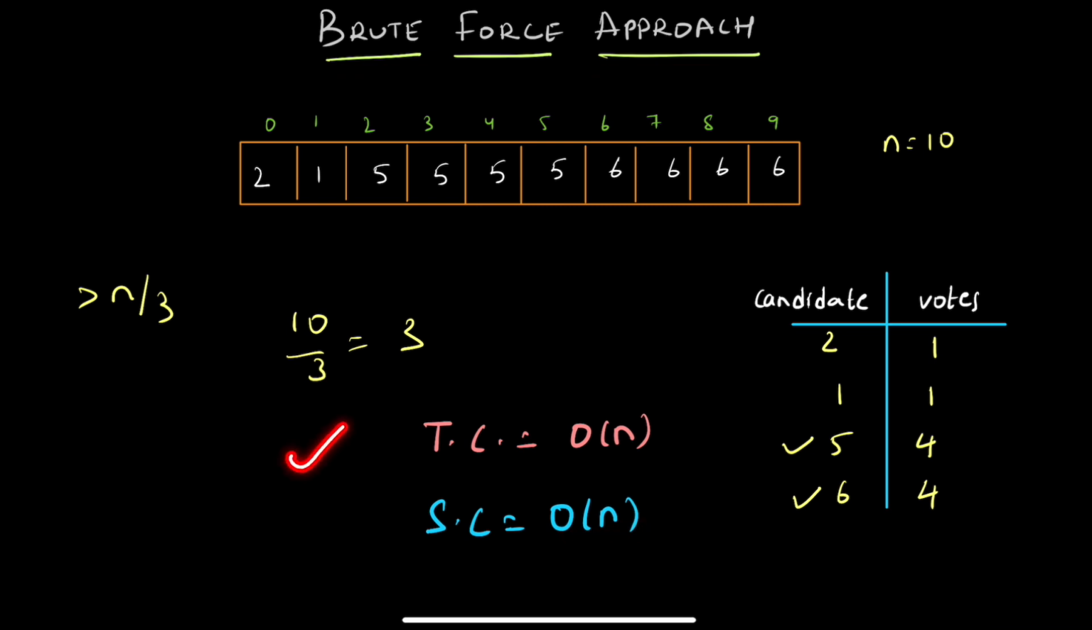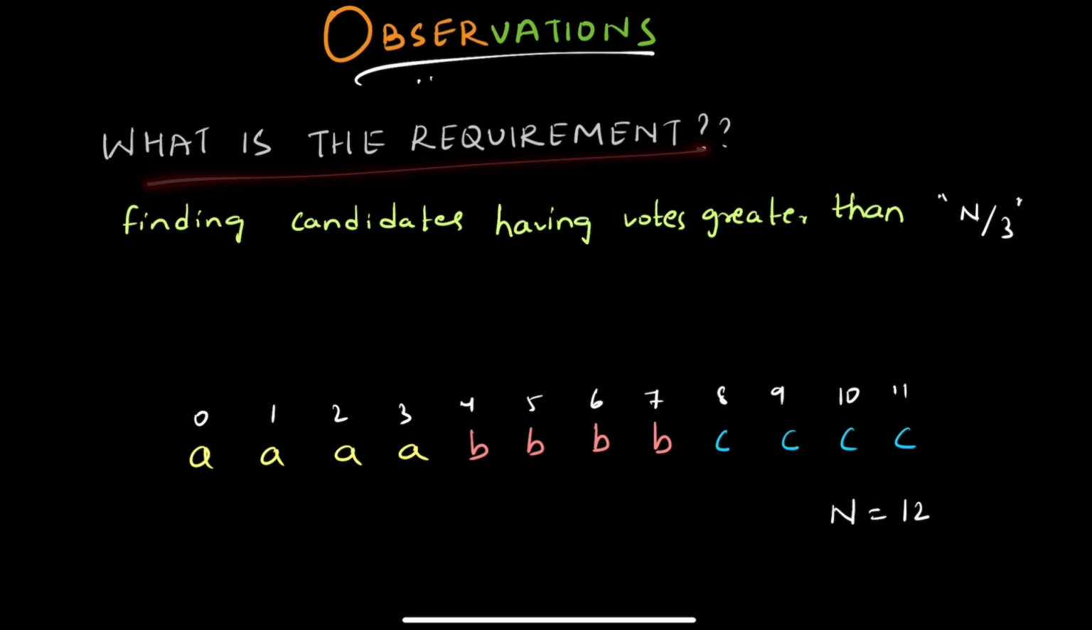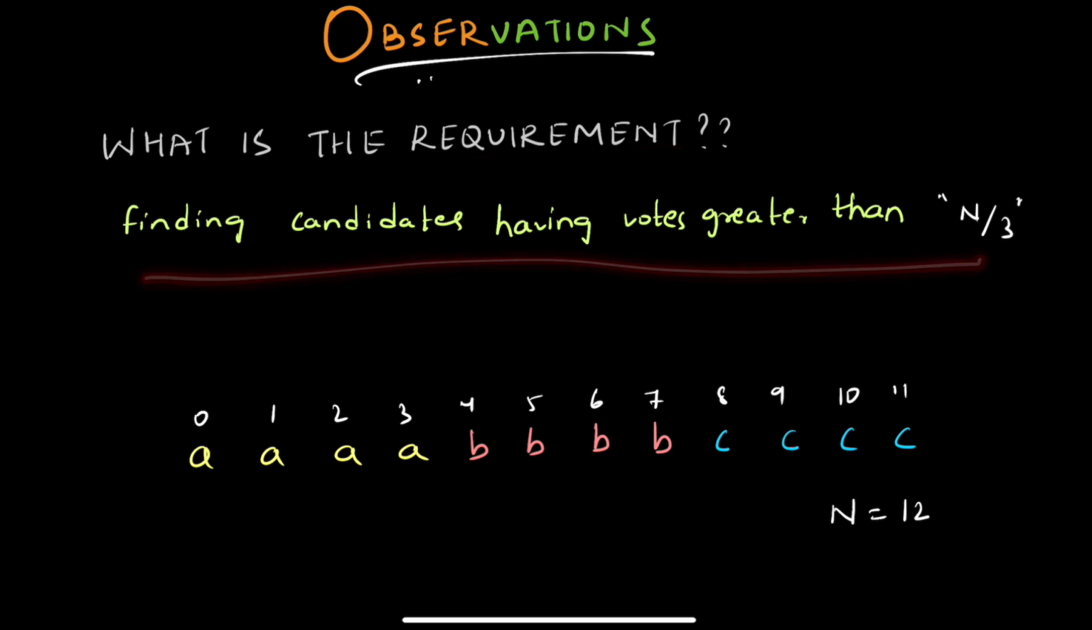So this will be the naive approach that gets in our head. But can we do something better than this? Let's figure it out. So what is the requirement? We need to find the candidates having vote greater than n by 3, right?